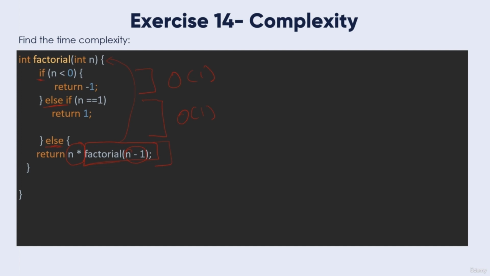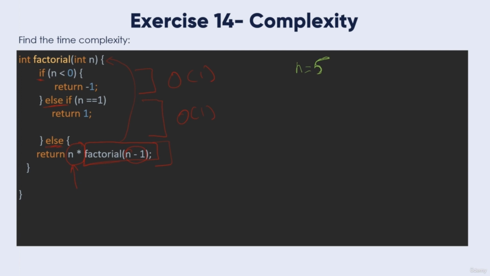This is depending on the n value. So if we pass factorial of 5, return 5 times factorial of 4. So this will depend on the n value. Let's take an example: if we pass n equal to 5. So n equal to 5.